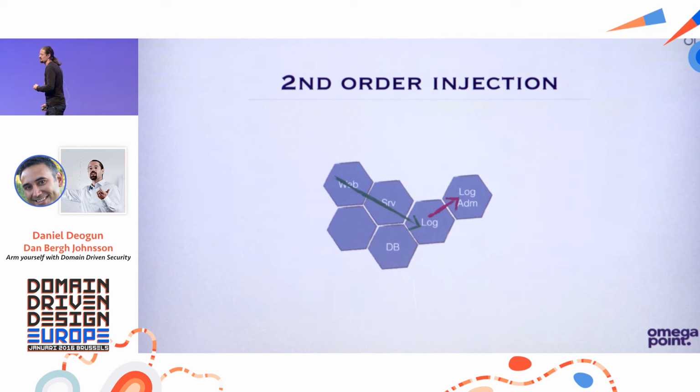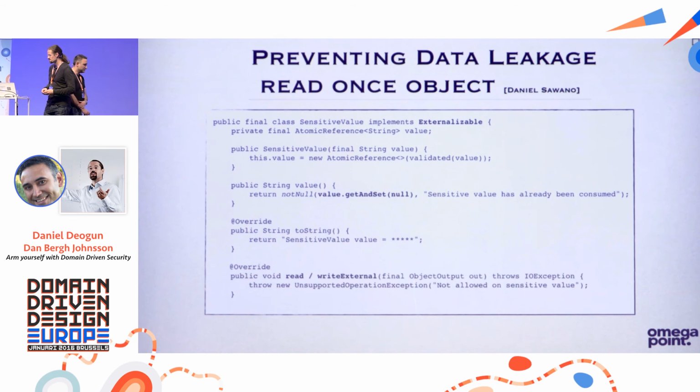Another is that we can inadvertently leak data from, for example, a log, and then it can be viewed in some log tool or something. And that's actually, we've come up with a pattern, or actually one of our colleagues, Daniel Savano, and that's not to be confused with the guy who wrote Facepalm, Daniel Hultqvist.